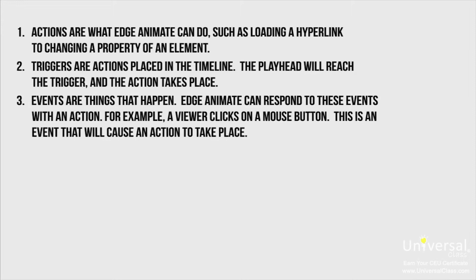For example, a viewer clicks on a mouse button. This is an event that will cause an action to take place. We already discussed triggers. Triggers are placed at a certain location in the timeline. When the playhead reaches that location, an action takes place. In the example earlier in this lesson, the composition looped when it reached the location where we placed the trigger. Now we're going to discuss events. In doing so, we're going to learn to create an interactive button. The event will be when a viewer clicks on that button. We'll also specify the action that will take place when that event happens.